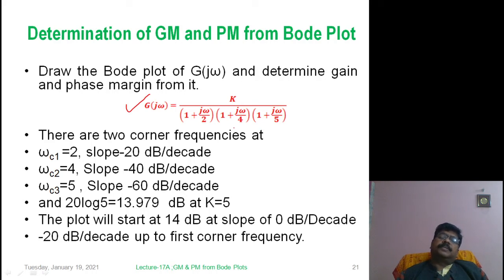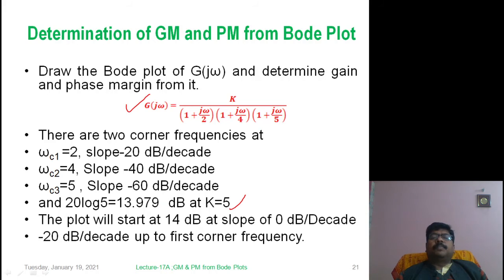At the next corner frequency, taking the effect of this, the net will be minus 40 dB per decade, since individually this also contributes minus 20 dB per decade. This will also contribute minus 20 dB. So moving to the last corner frequency, the net slope will be minus 60 dB per decade. If we consider k equal to 5, then 20 log 5 equal to 13.979, or 14 dB.